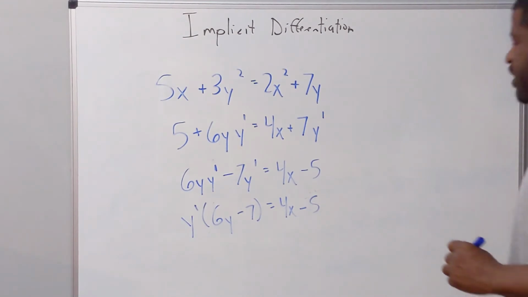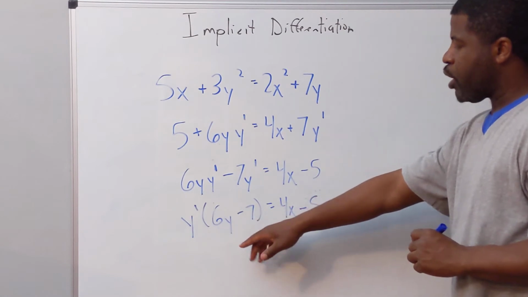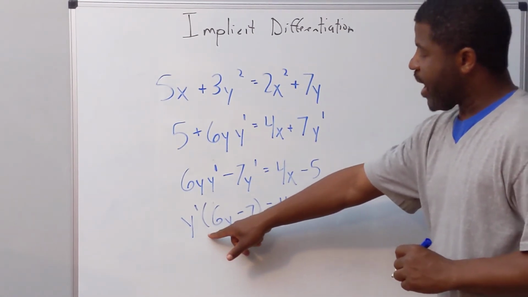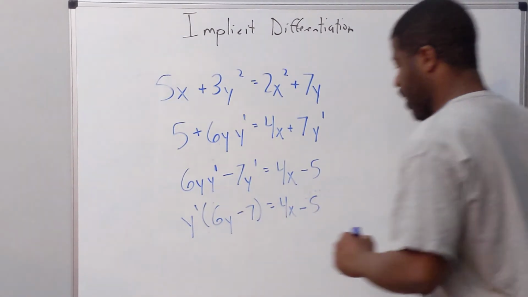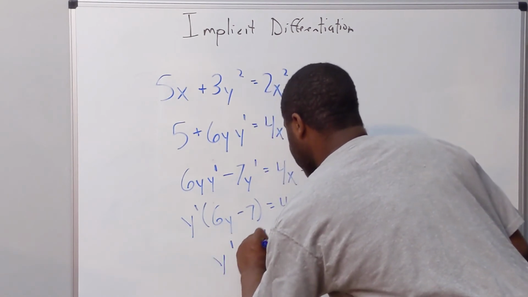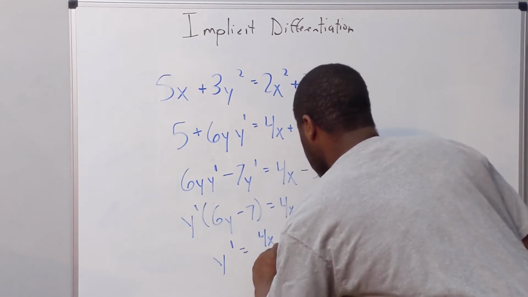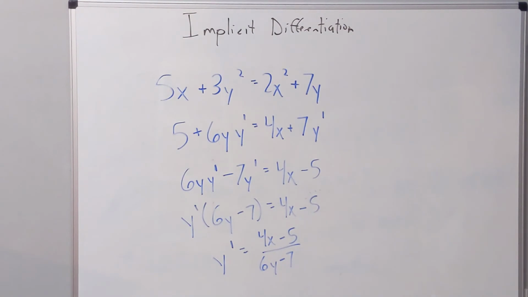In here, as you can see, like we said, our ultimate goal is still to isolate y prime, and that answer will represent the derivative. So I need to divide both sides by 6y minus 7, since it's being multiplied. So that will be y prime is equal to 4x minus 5 over 6y minus 7. And that's our final answer.